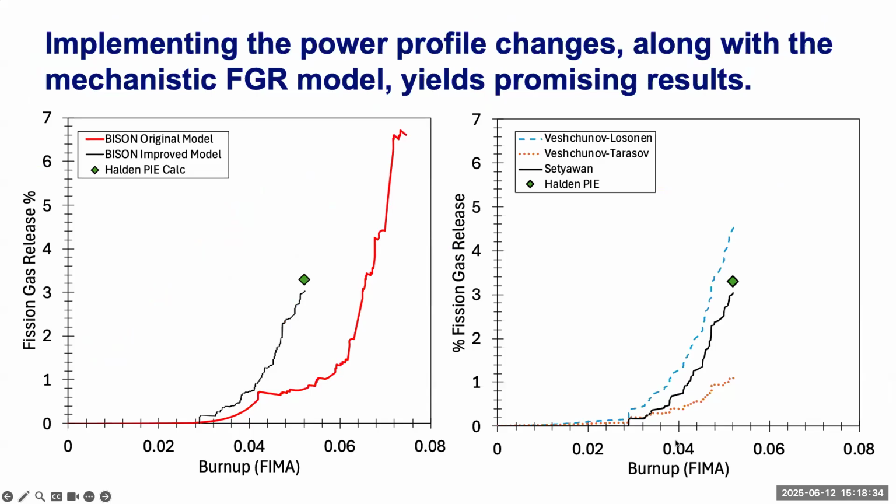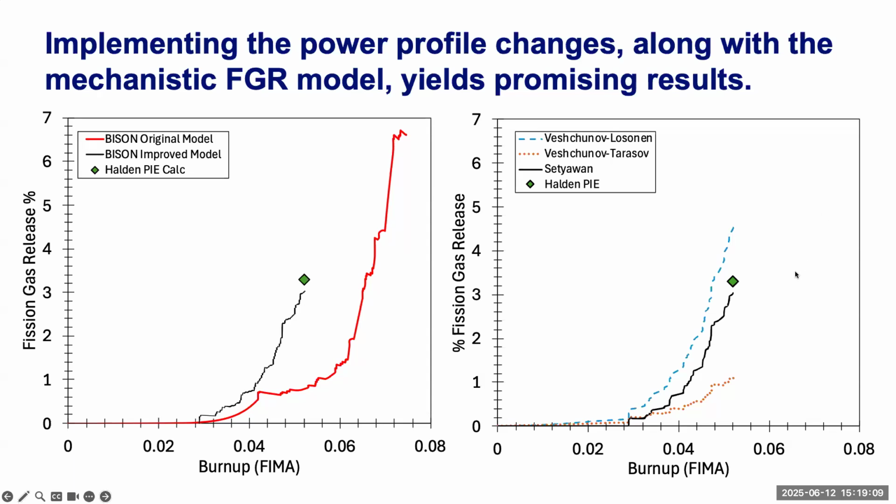And after implementing the power profile changes along with these mechanistic models for the fission gas release calculation, we actually got some really promising results. So here you can see presented in red the original model in the BISON repository. And then you can see the model that I revised, the new and improved model for this benchmarking study, and the 3.3% of this Halden PIE calculation.